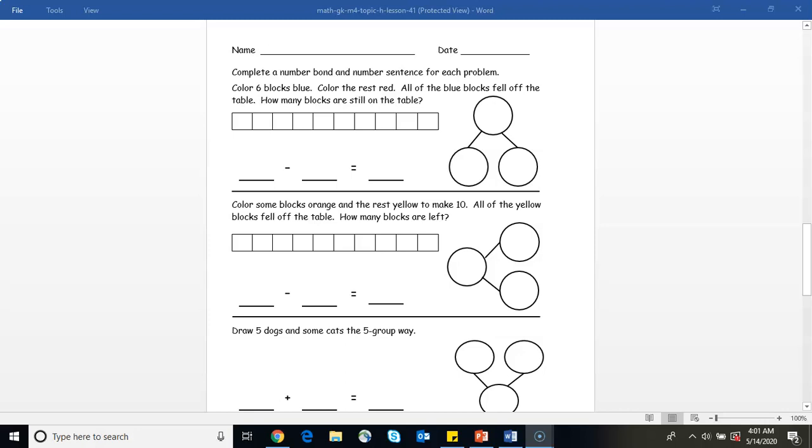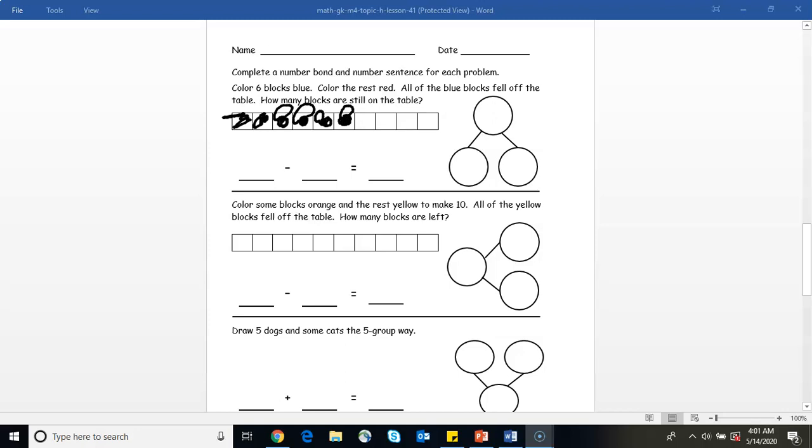All of the blue blocks fell off the table. How many blocks are still on the table? So I'm going to use black because that's the color that I have. So I'm going to use black to represent blue. So it says color 6 blocks blue. All right, so we have 1, 2, 3, oops, sorry, it's a little sloppy, 4, 5, 6. Okay, and then the rest we're just going to keep white.